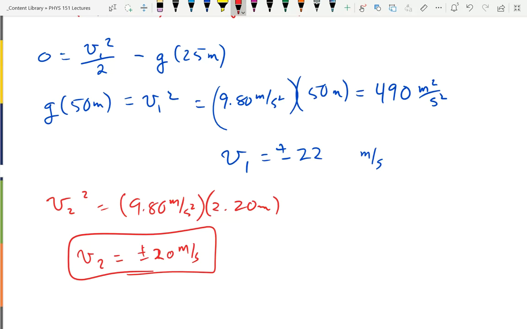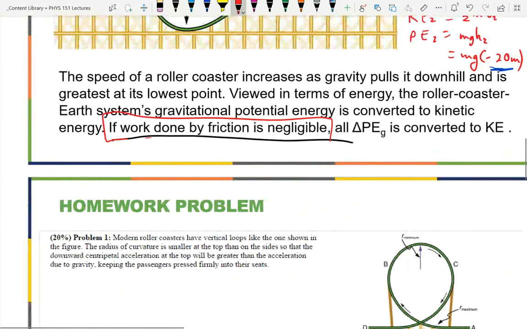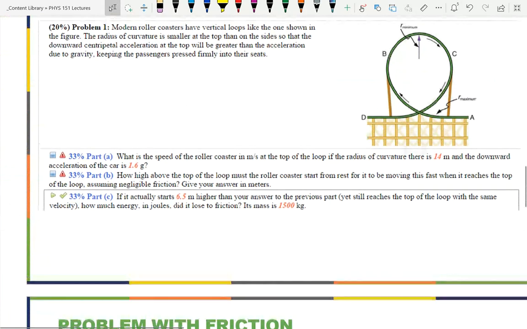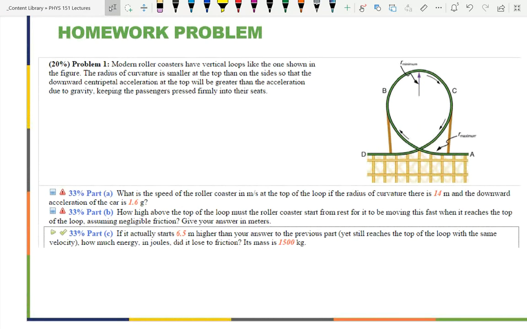So that's how work energy problems work. They're not super hard. In fact, they're easier than what we've been doing in the past. You just have to go through the process. So let's go through the process. Now on this one here, we've already done part A. That is, we calculated the speed the roller coaster would have to have.